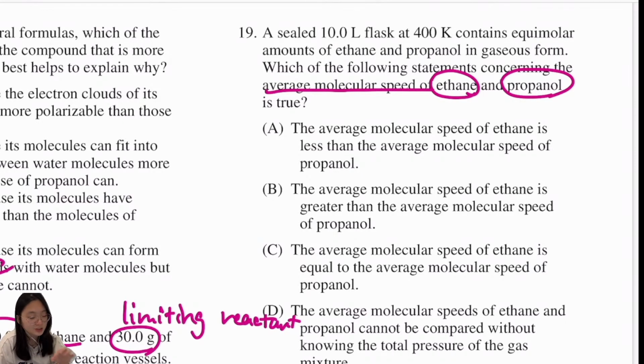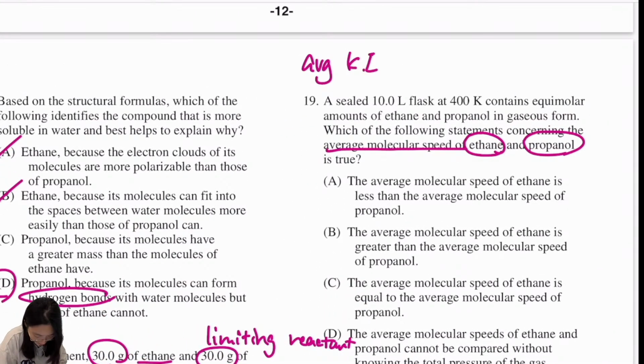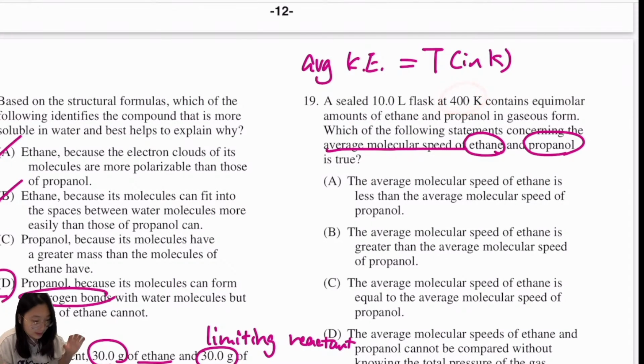So remember the average kinetic energy. This is super important. Average kinetic energy is only related to the temperature measured in Kelvin. So if these two species have exactly the same temperature, they have the same average kinetic energy. But this doesn't mean that they have the same average molecular speed, because kinetic energy is equal to 1/2 times mass times the velocity squared. So even though they have the same kinetic energy, whichever has a greater mass will have a lower speed.